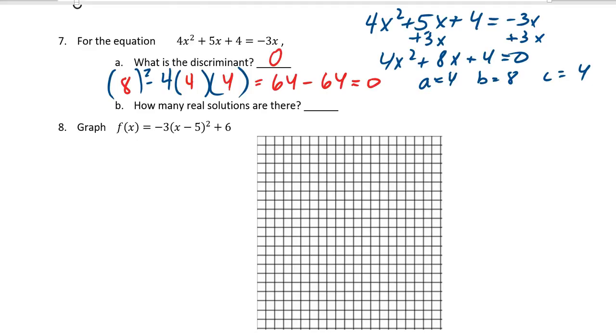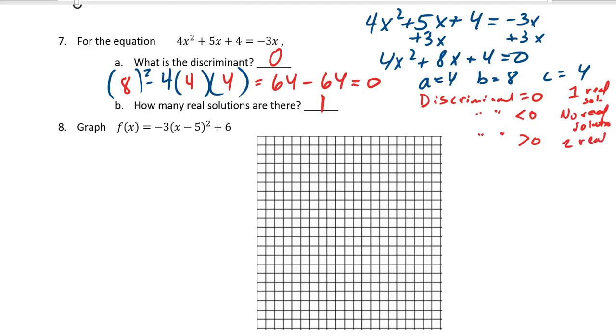And it asks me, how many real solutions are there? Well, we know that when our discriminant is 0, we're only going to have one real solution. So let's just go over those rules really quickly. Our discriminant, if it's equal to 0, we're going to have one real solution. If it's less than 0, we're going to have no real solutions. And if it's greater than 0, we're going to have 2 real solutions. Okay? So be ready for any variation on that.